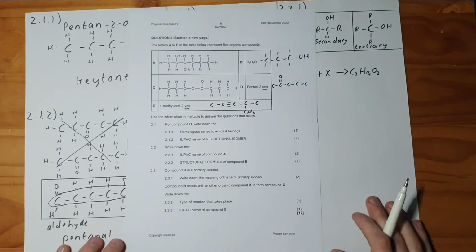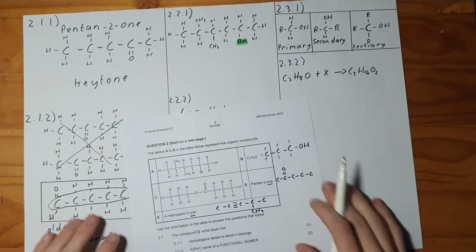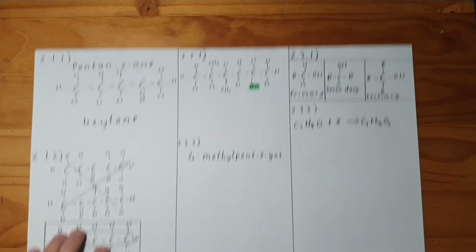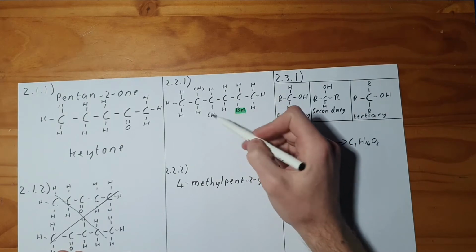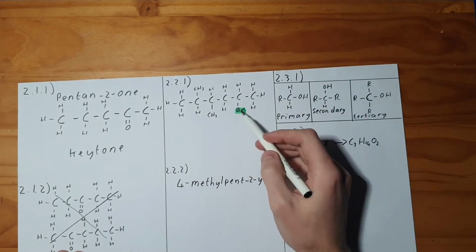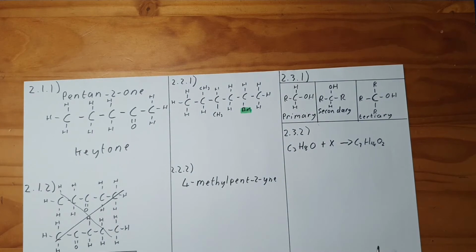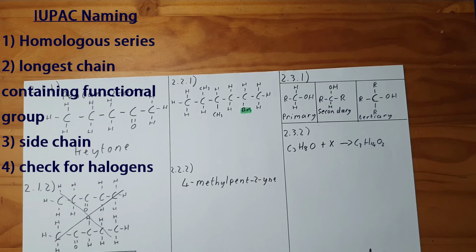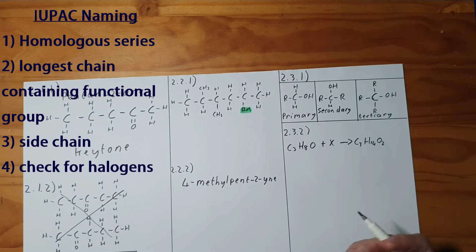Looking at 2.2, we're looking at the IUPAC name for compound A. So I've drawn compound A up top here. Please note that there's two methyl groups attached, plus there's a bromine attached as well. So running through our list for IUPAC naming, we're looking for the homologous series, so we can see it's all single bonds, so we're dealing with an alkane.